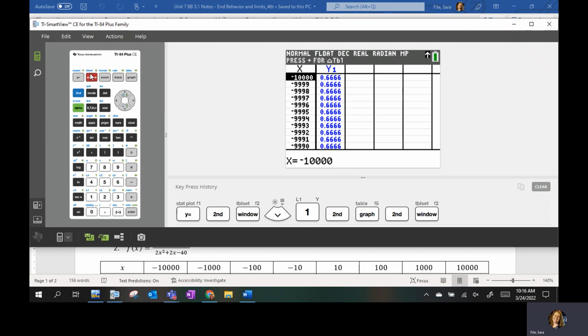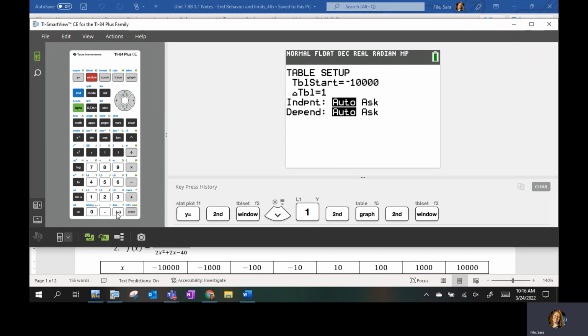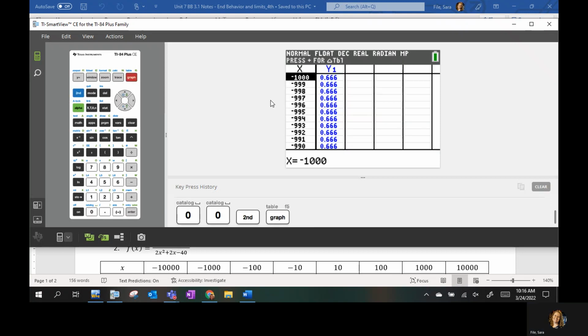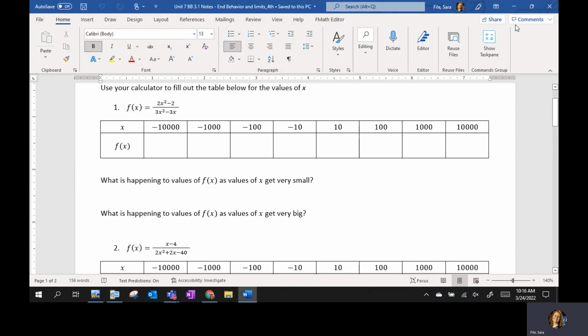Okay, and then I could go back and say, okay, now I want to see negative 1,000. And go back. Okay, that's 0.666. Instead of four 6s, it's only three 6s, right? Are y'all seeing that? I'll write that down. What we've done so far.